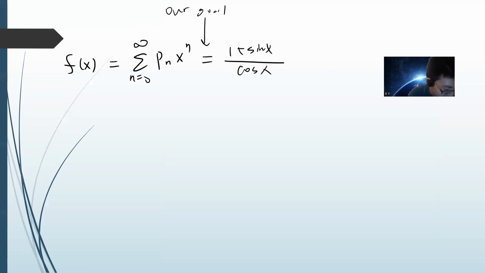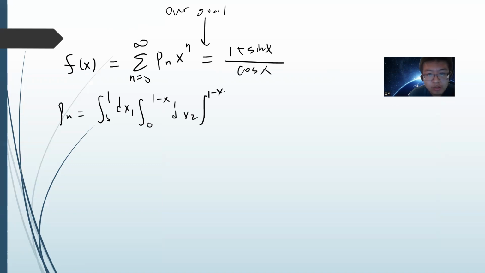You can try to prove it by yourself. It's interesting. And obviously, by definition, your Pn will be the integral from 0 to 1 of dx1, the integral from 0 to 1 minus x1 of dx2, and the integral from 0 to 1 minus x2 of dx3. Keep going, and finally the integral from 0 to 1 minus x_{n-1} of dxn.